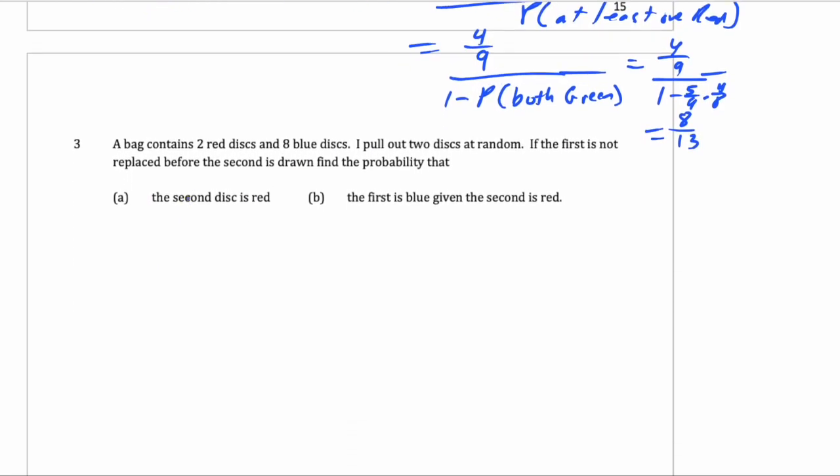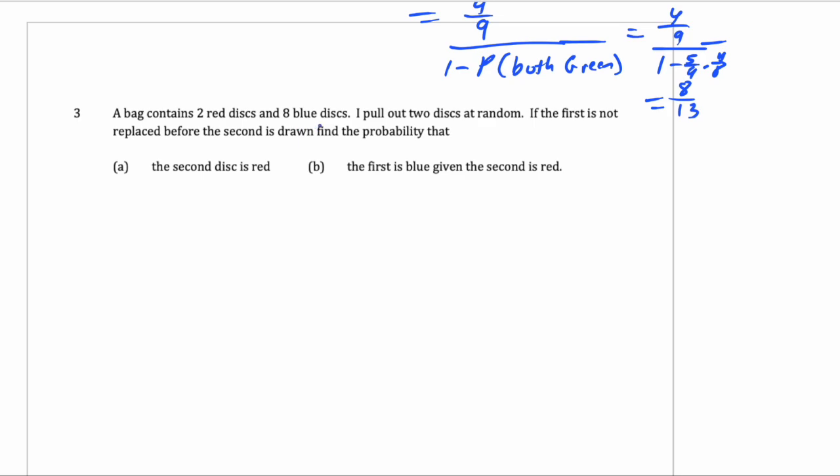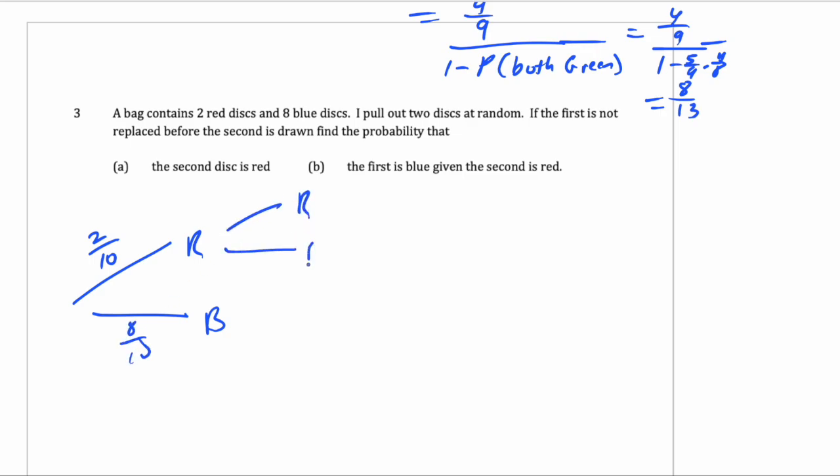Okay, next, a bag contains 2 red discs and 8 blue discs. I pull out 2 at random. If the first is not replaced before the second one is drawn, find the probability the second disc is red. So let's draw a Venn diagram with red, blue. Not a Venn diagram, tree diagram. This is 2/10 and 8/10. And we got red, blue, red, blue.